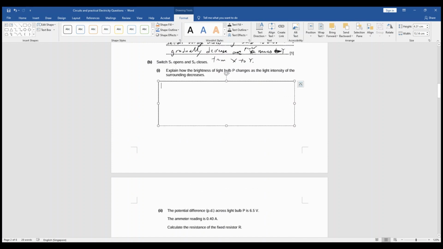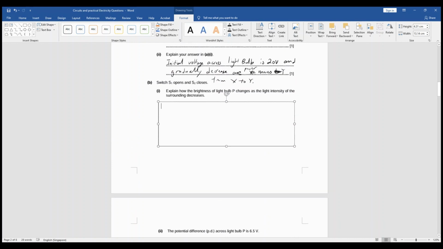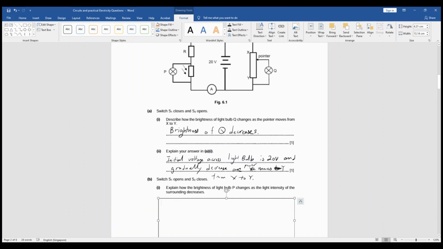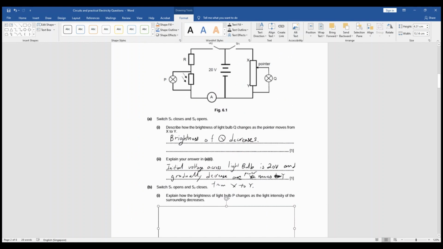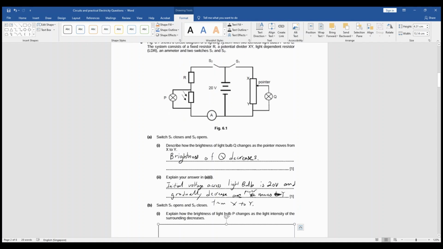Okay, intensity of the surrounding decrease. As the intensity of the surrounding decrease, this is a LDR. LDR, the light intensity decrease, the resistance will become higher. If the resistance become higher, the PD across the LDR will increase. So the light bulb will become brighter. Yeah.